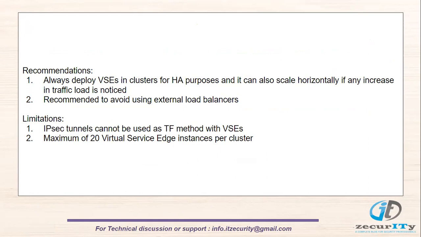Which will scale horizontally if there is any increase in the traffic load. For example, a single VSE handles 600 Mbps. If your bandwidth is around 1.3 Gbps, then you need to keep three VSEs in order to maintain the load on those three devices. It is recommended to avoid external load balancers. The VSE itself has a load balancer.